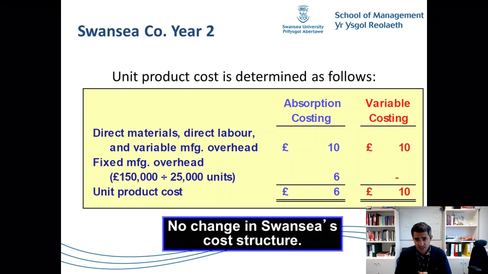Absorption cost will be £16. There is one missing, guys, so please correct it here. That's 10 plus 6 equals 16. Please correct it. And we also have the variable cost, which is £10. It's the same structure. No change here.